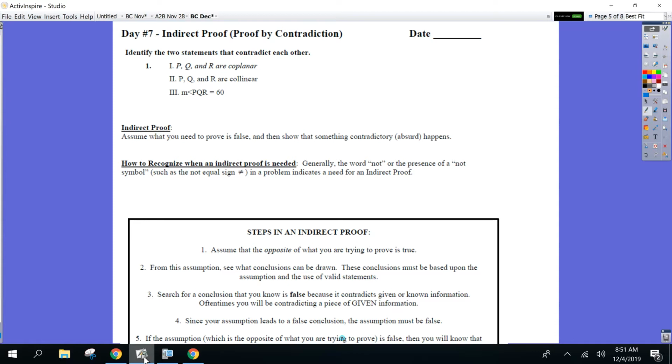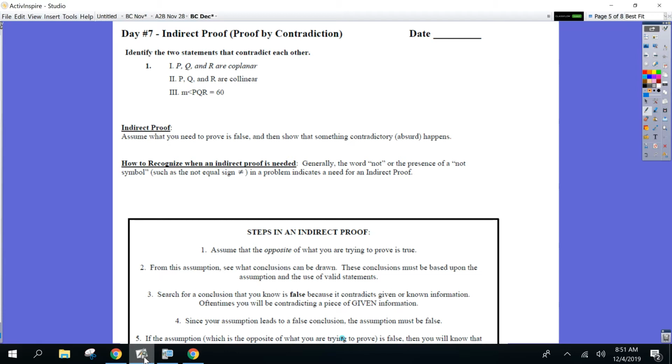Contradiction: things that can't happen at the same time. Two things, or more, I guess, but two things that cannot happen at the same time. It's really impossible for them to happen at the same time. They contradict each other. So I have three up there: P, Q, R, they're coplanar, they're collinear, and then angle PQR equals 60. Two of those can't happen at the same time. They contradict each other. Find them.